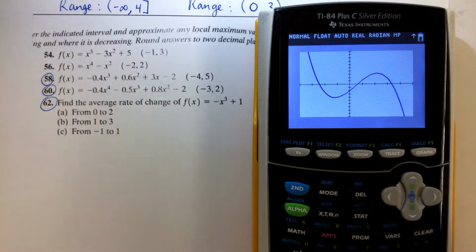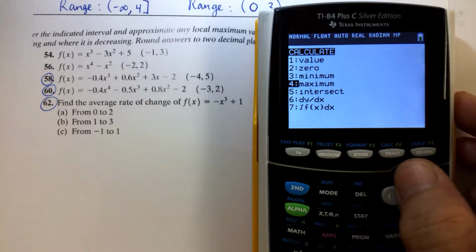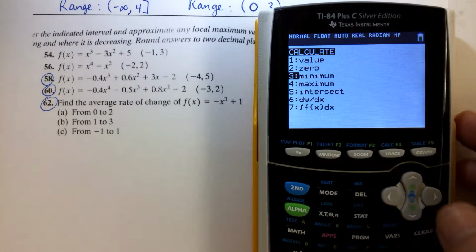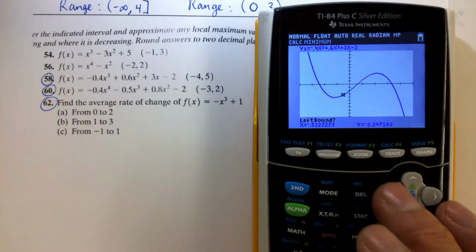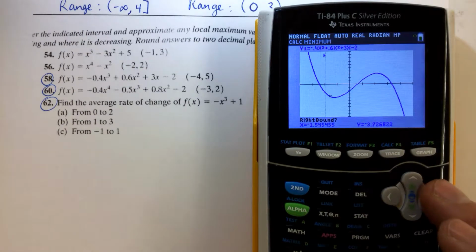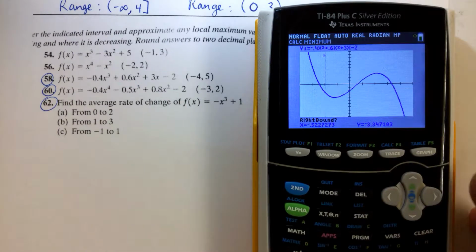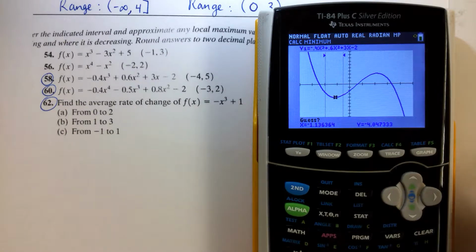And to do that, we want to push the second key and then the trace button, which accesses the calculate feature. And we could either scroll down to minimum, or we could type a 3 and hit enter. The left bound, we want to move the cursor to the left of that low point and mark it by hitting enter. And then we move the cursor to the right of that low point and we hit enter. And then it's asking for a guess. You can move the cursor anywhere in between those two lines. And we see we have a local minimum, we have the coordinates there.